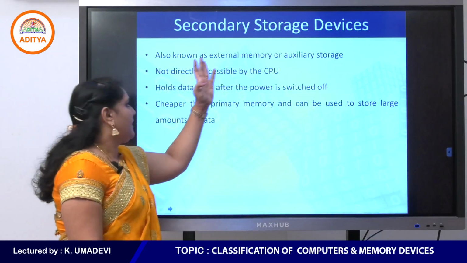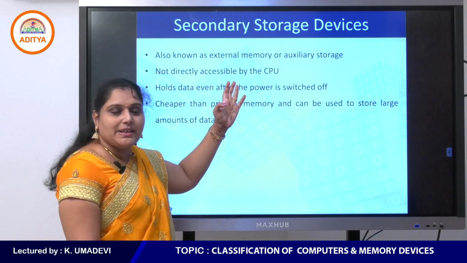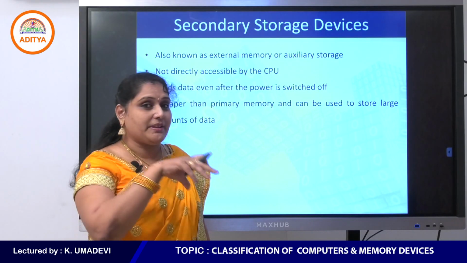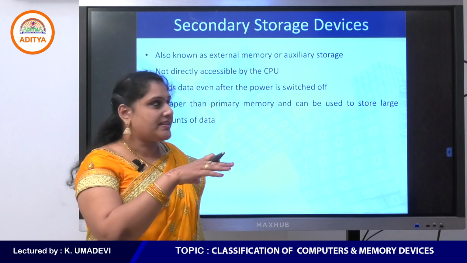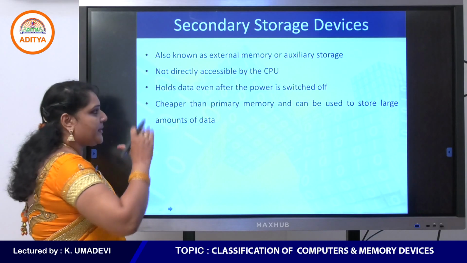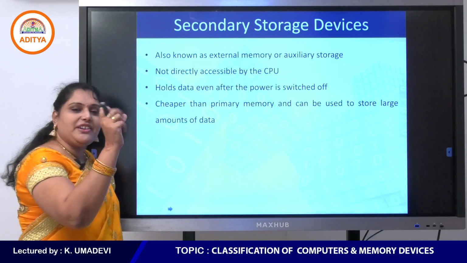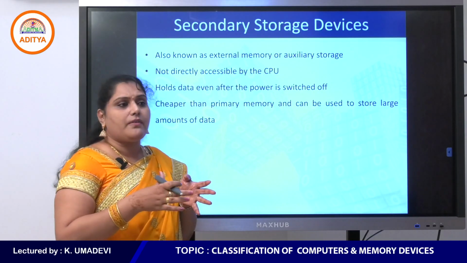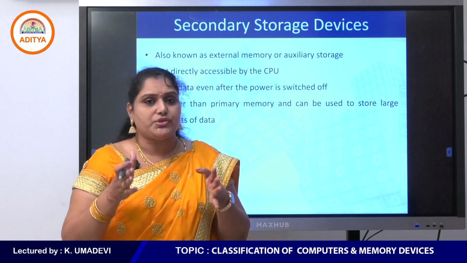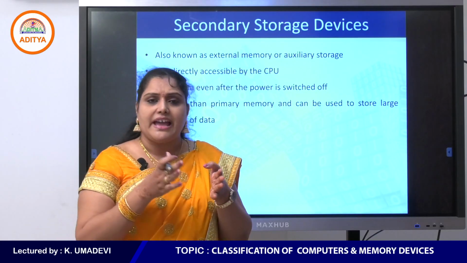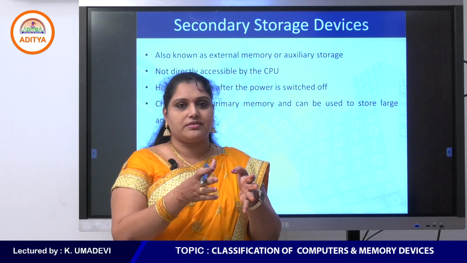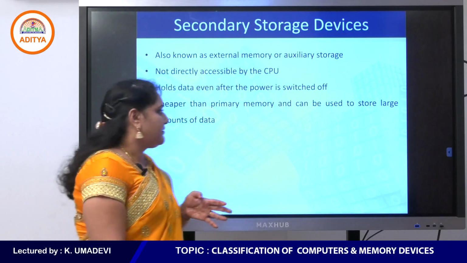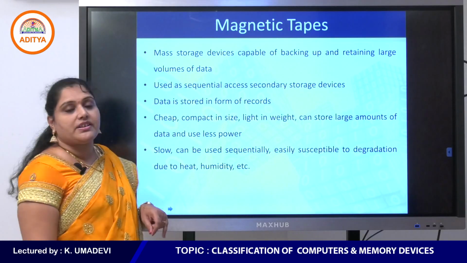Am I right? Yes. They are not directly accessible by the CPU, because registers, cache memory, RAM and ROM are directly accessed by the microprocessor. But secondary storage devices are not directly accessible by the CPU. And the main advantage is that it holds the data after the power is switched off. When the power is turned off, the data stored in RAM, cache memory, or registers is automatically erased. But when coming to secondary storage devices, the data is permanent. Okay.